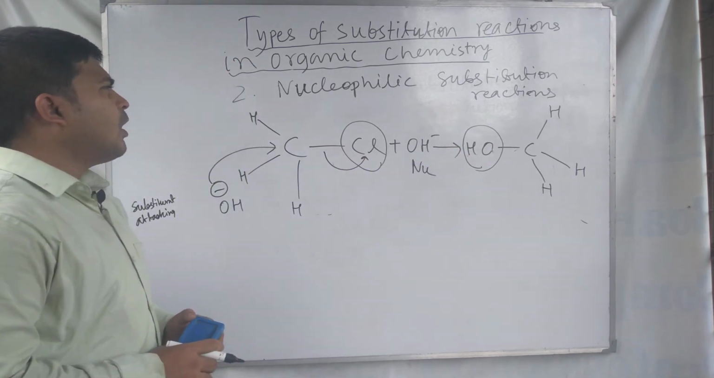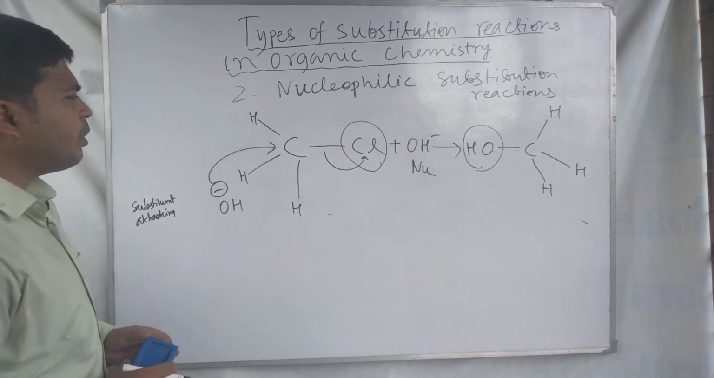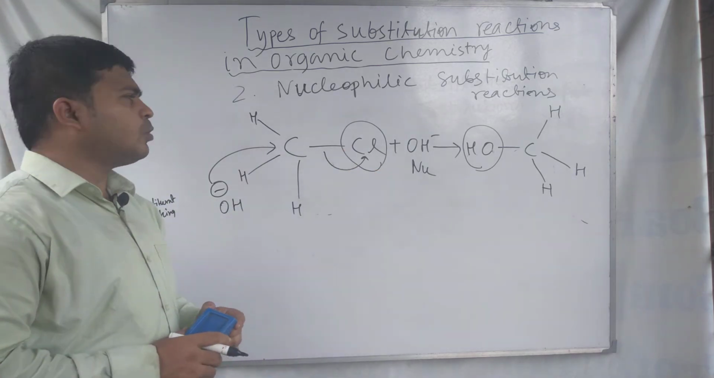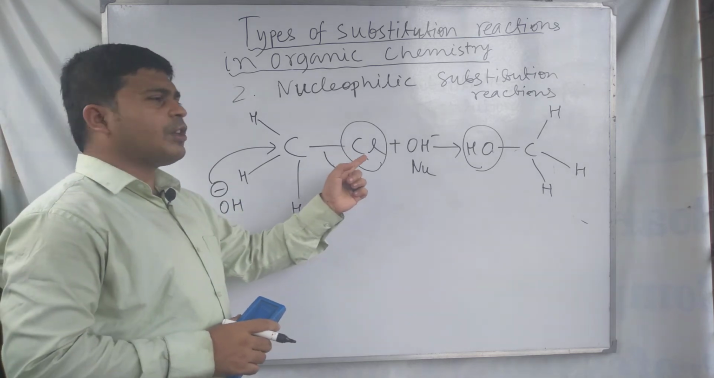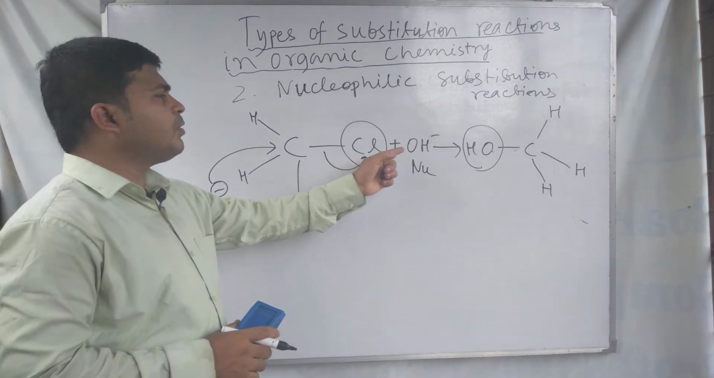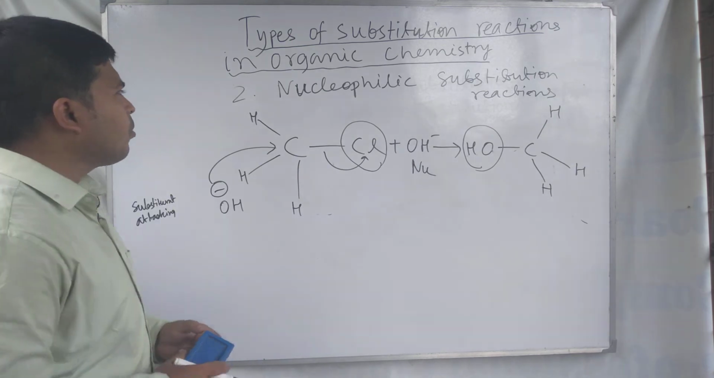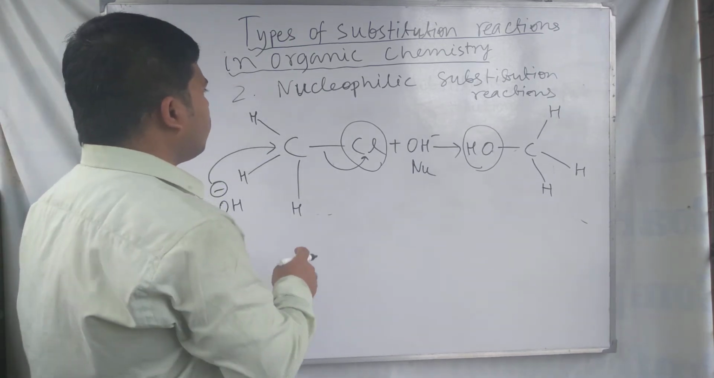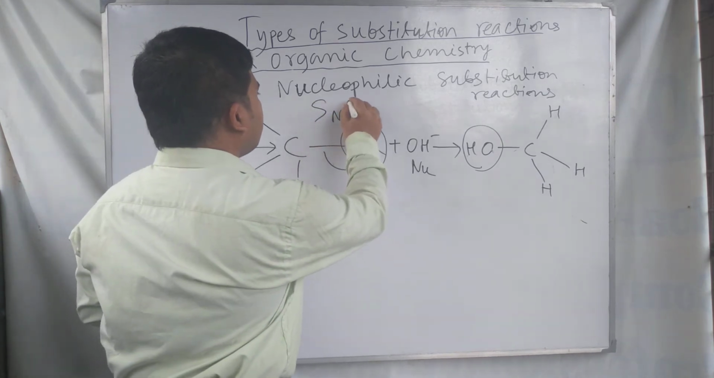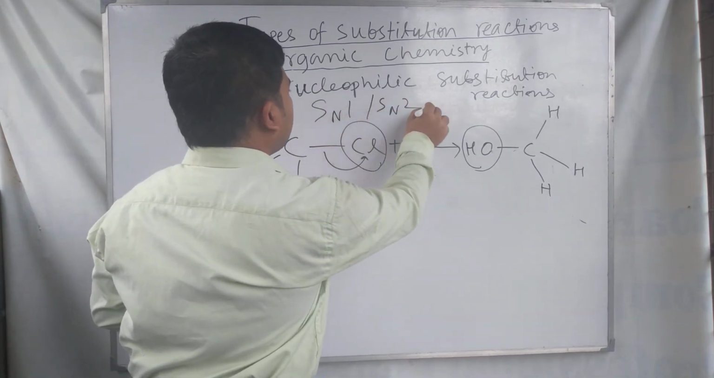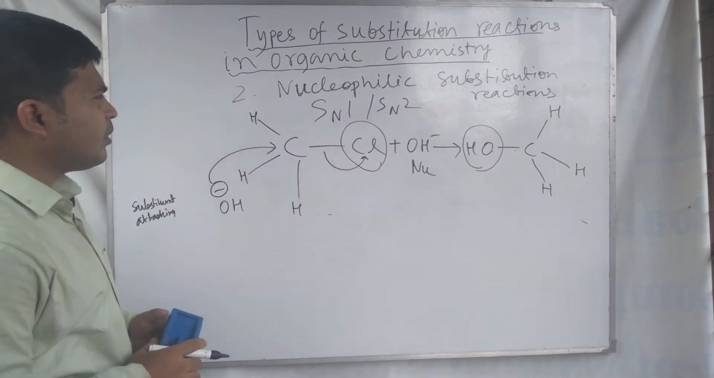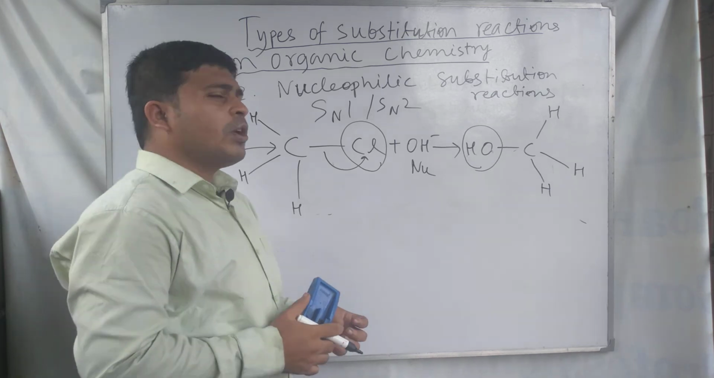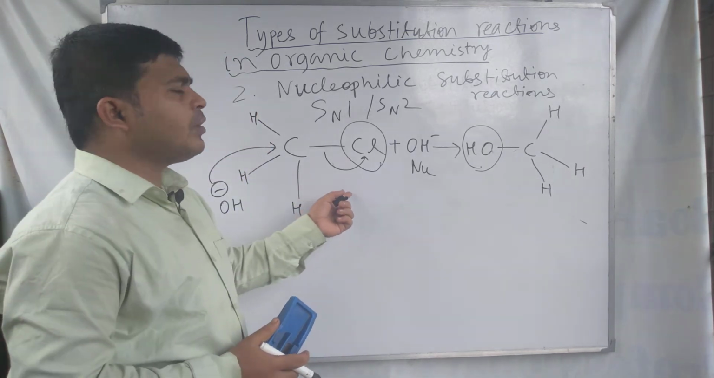It is called a nucleophilic substitution reaction because the nucleophile substitutes a group of atoms or only an atom, as in this case. Here an atom is substituted by the nucleophile. So this is the case of nucleophilic substitution reactions. Nucleophilic substitution reactions can be divided into SN1 and SN2 categories, the SN1 and SN2 mechanisms. So this one is an example of SN2 mechanism.